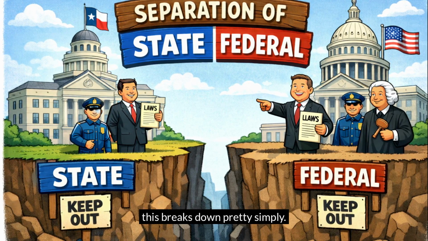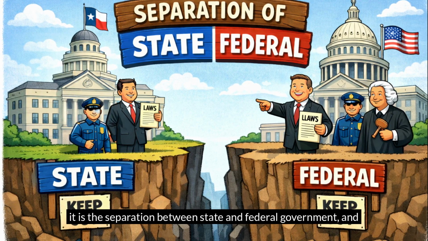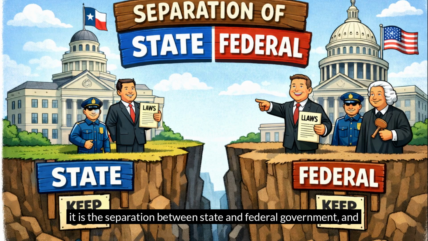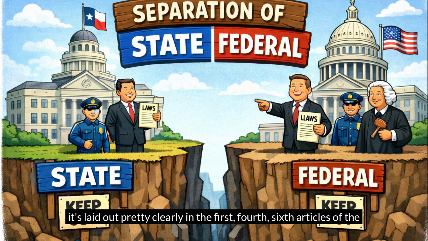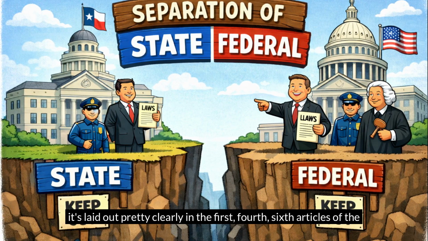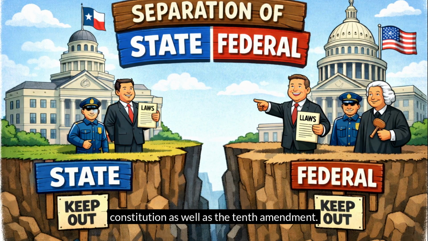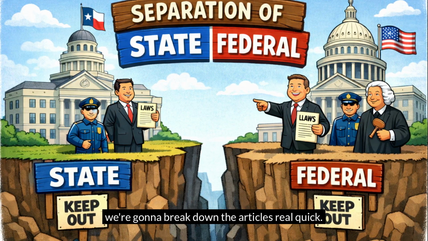Now, this breaks down pretty simply. It is the separation between state and federal government, and it's laid out pretty clearly in the 1st, 4th, and 6th articles of the Constitution, as well as the 10th Amendment. We're going to break down the articles real quick.